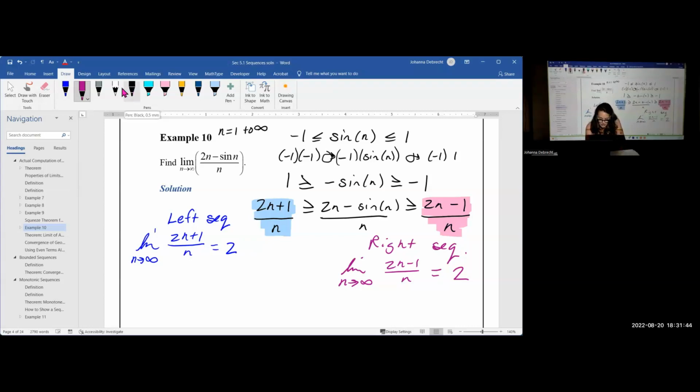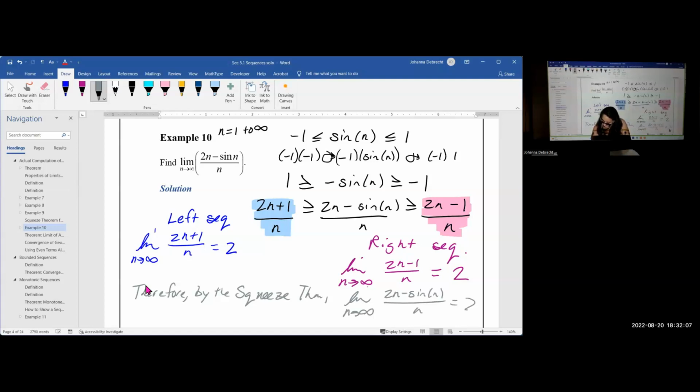And that's what we would write in words. Therefore, by the squeeze theorem, the limit as n goes to infinity of (2n minus sine of n) over n is also equal to 2. It has to go to the same place as the 2 on either side.